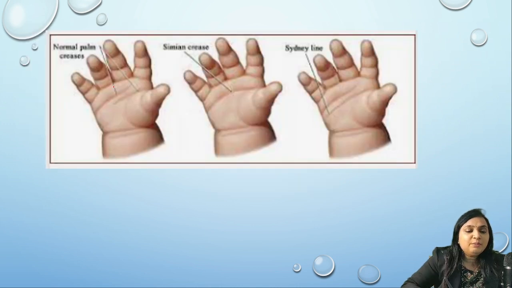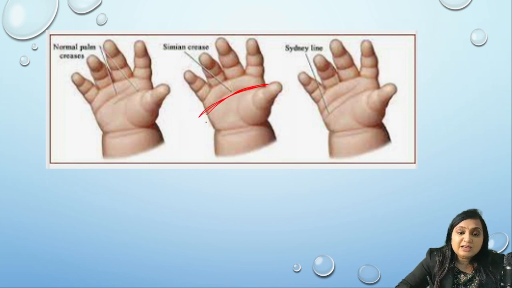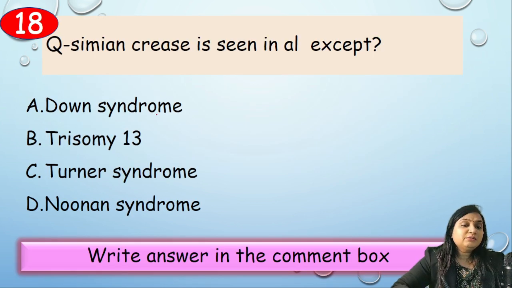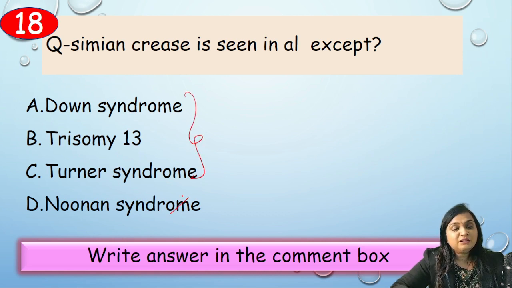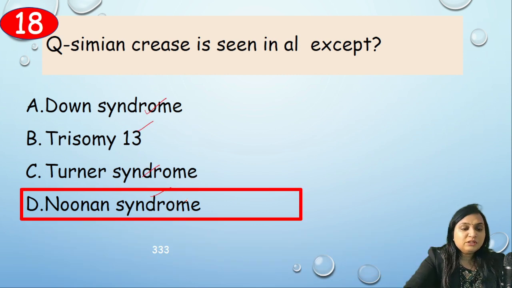These are two normal palm creases seen in normal persons. This is a single line seen in a patient of Down syndrome and other syndromes, and these are Sydney lines. If this line is also elongated till the ulnar end, this is called a Sydney line. Simian crease is seen in all except Down syndrome, trisomy 13, Turner syndrome or Noonan syndrome. Just now we have discussed this. It could be seen in these three, but it cannot be seen in Noonan syndrome. So option D is the correct answer, Noonan syndrome.